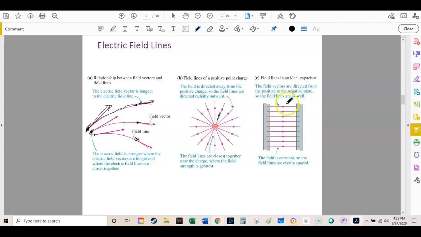This over here is a capacitor, okay? And I want to point out the difference between this and a single charge, because this positive is right here, and you have another positive, you have billions of positives that are built up on one plate.